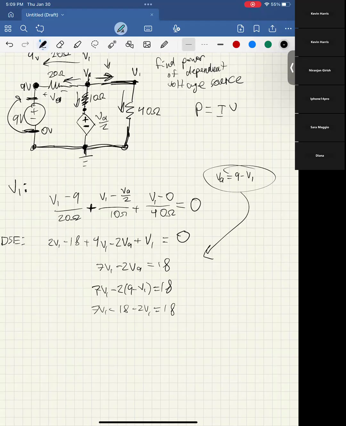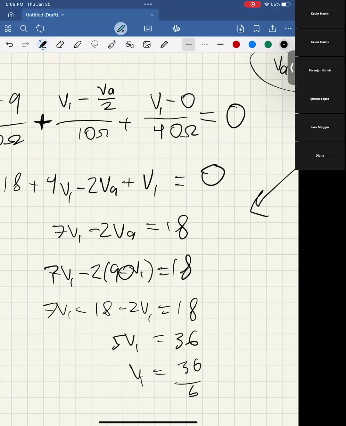Okay, yeah. So we get 5V1 equals 36, and then V1 equals 36 over 5, right? Is that 5? Oh, no, I messed something up. Hold up. This is minus here. We have a minus on the outside. So this is a positive, and then this is a, okay. This is a 9, and then this is 4 volts.